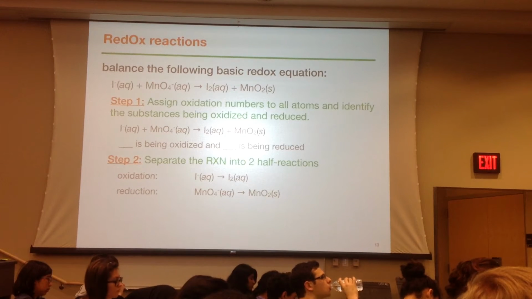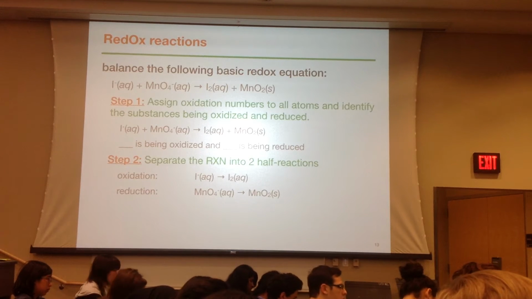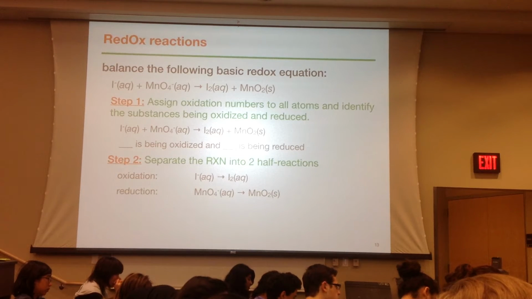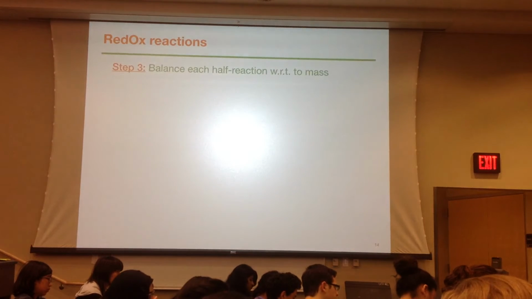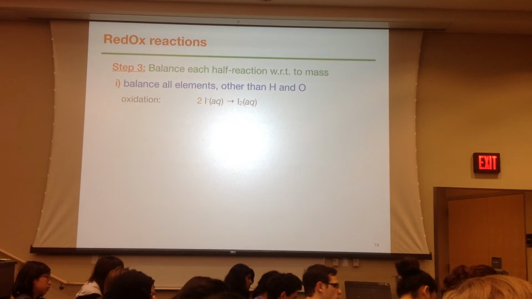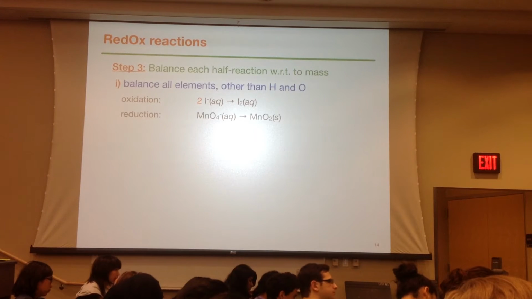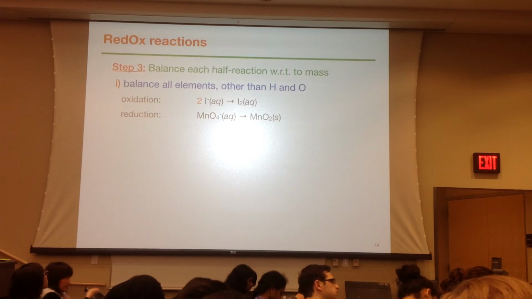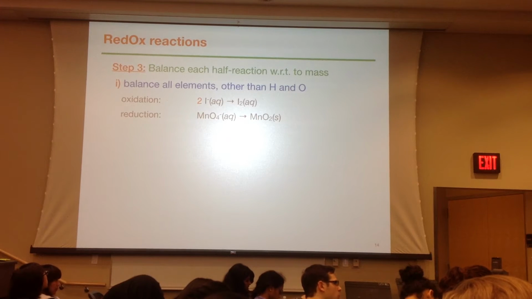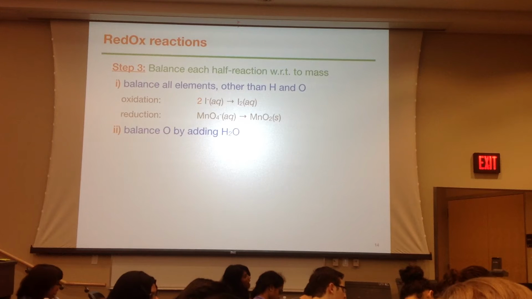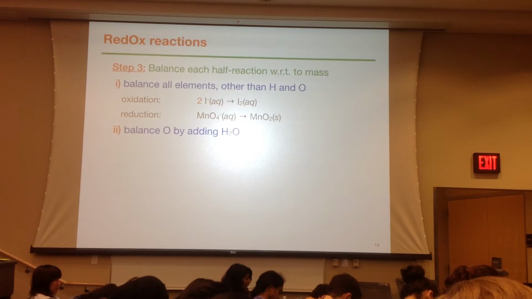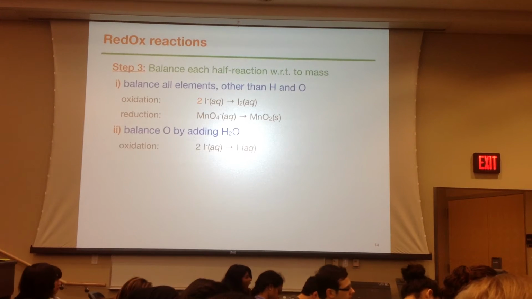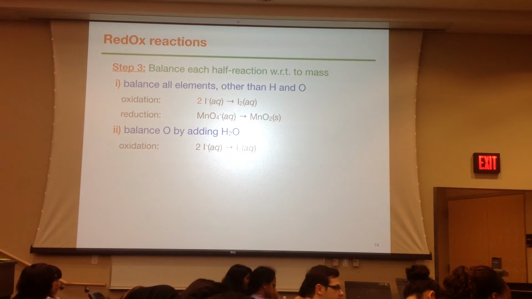Okay? Well, I have 1 iodide going to 2, so I'm going to need a 2 here in front of the iodide. 1 manganese going to another 1 manganese, so I don't have to do anything with the second reaction. So I put a 2 in front of the iodide, that balances the oxidation half reaction. I do nothing to the reduction half reaction. All right, so a lot of these steps, there will be nothing that you have to do. Balance the oxygens by adding water. Well, there are no oxygens in the first reaction, the oxidation half reaction. I'm done.